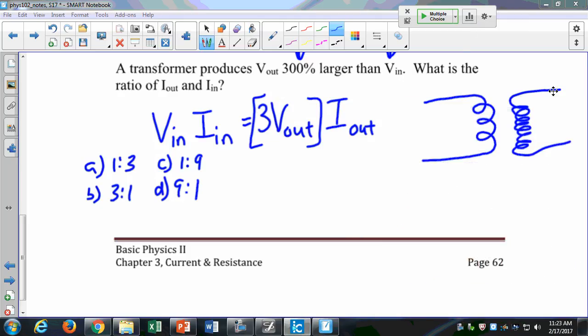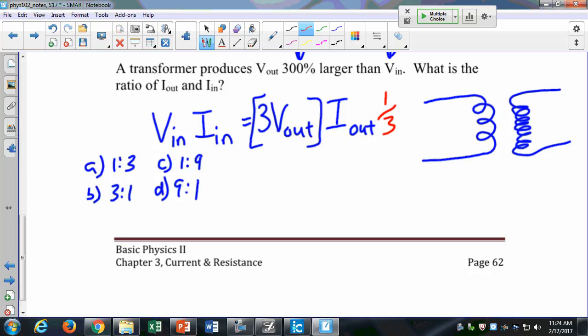Okay, A is the right answer. I know that Iout has to be 1/3 of In. Now, in fact, this is what we call a step-up transformer because the output voltage is bigger than the input voltage. But outside your house, you don't use a step-up transformer. You use a step-down transformer because you're taking high voltage down to low voltage.